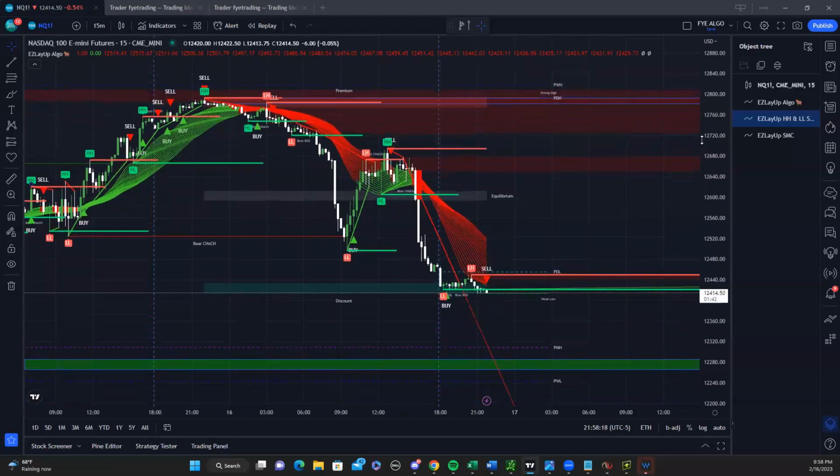Okay. The second part that you will see is a premium and a discount zone, as well as an equilibrium zone in the middle of the chart, depending upon the time frame, and it will change depending upon the time frame that you're looking at.